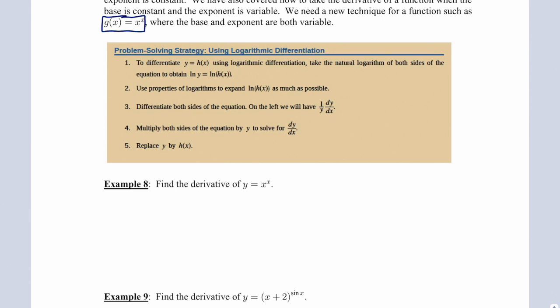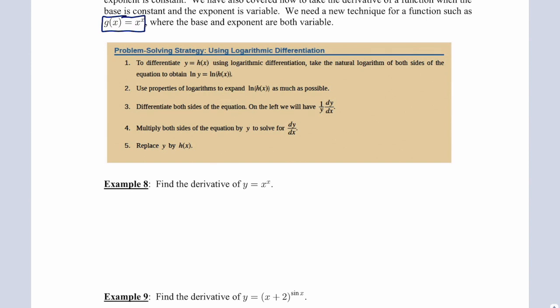Example 9, we're going to look at x plus 2 to the sine of x. Anytime I have a variable showing up in the base and in the exponent, we need to use this technique, and this is called logarithmic differentiation. The steps are outlined here.